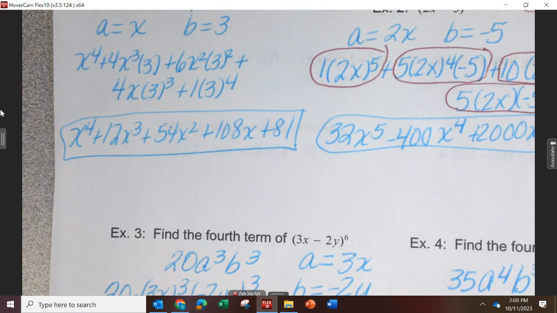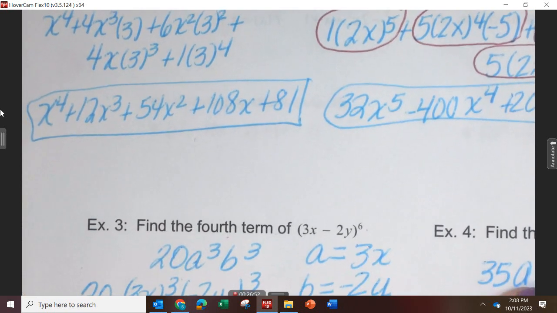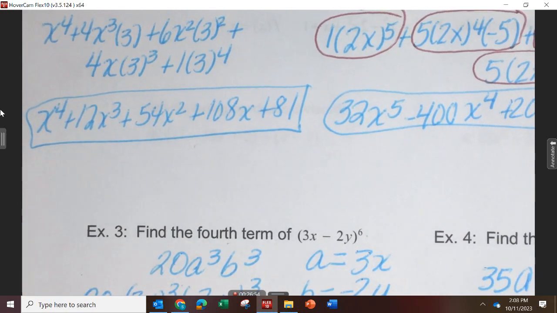Check my math. I tried doing it without a calculator. Hopefully it's all right.